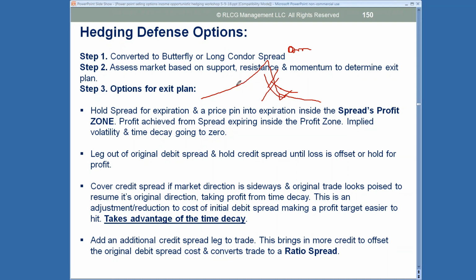So you may decide to close that out and leave your debit spread on, and you might even have an adjusted lower cost. So then just do that, and stay with the original trade if it looks like it's going to resume in your original direction, and take advantage again if you can have any time decay profit. And this again will be an adjustment or a reduction of your cost of your initial debit spread, making a profit target even easier. So that takes advantage of that time element. So that's the beauty of it, buy yourself some time, but also get paid for that time.